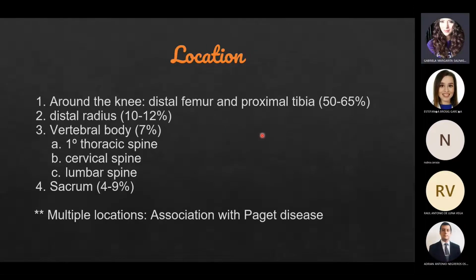The location: 50 to 65% occur around the knee, in the distal femur and proximal tibia, just as in our case. The second most common place is the distal radius. And then any vertebral body, starting from the thoracic spine, then the cervical spine, and then the lumbar spine. And the least common place is the sacrum. If it occurs in multiple locations, it is usually associated with metastasis.